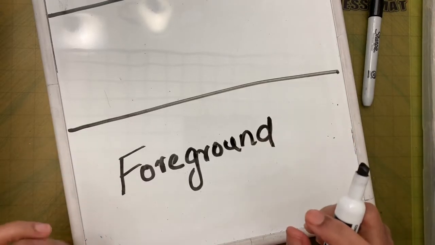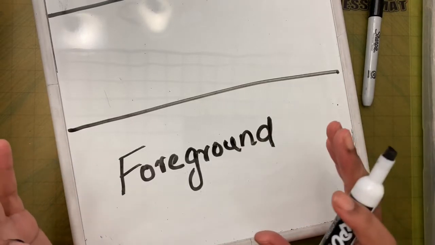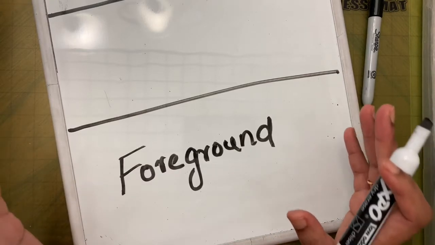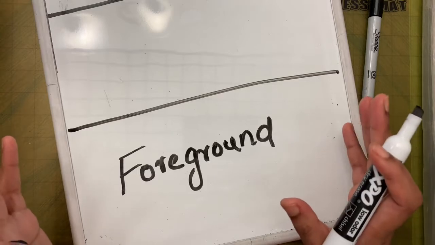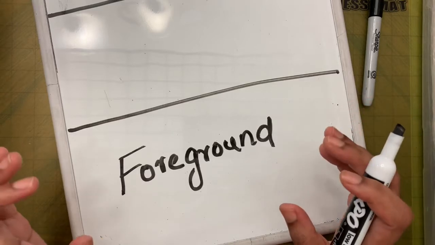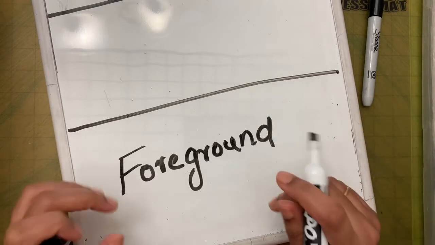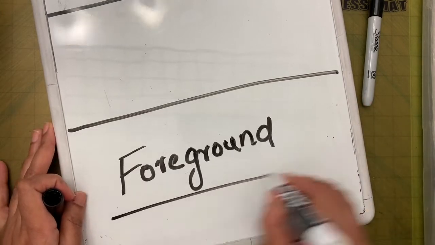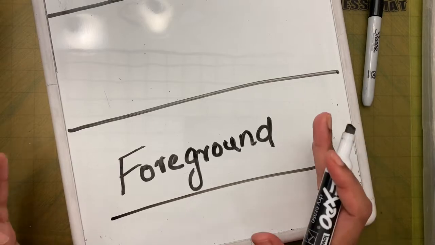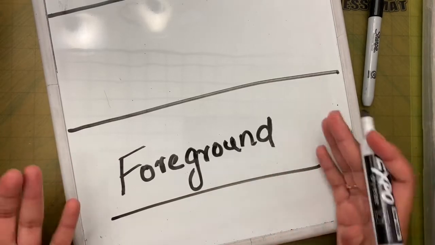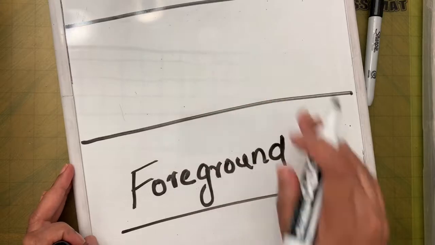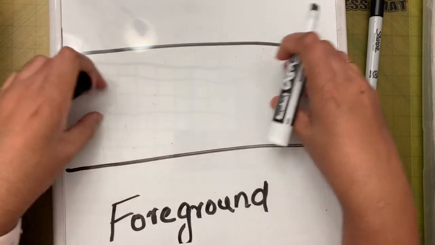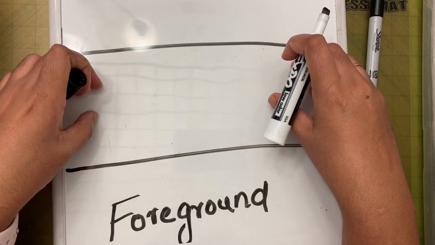What do you think the size of the things in the foreground would be? Would they be small, big, medium size? Did you say big because they are right in front of you? You are right. Things in the foreground are right in front of you, so they will appear bigger.